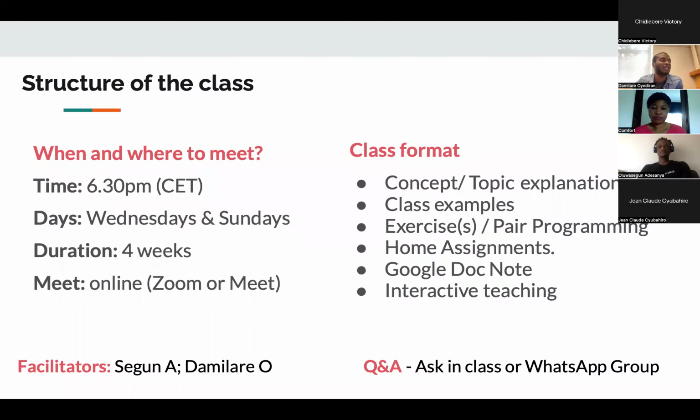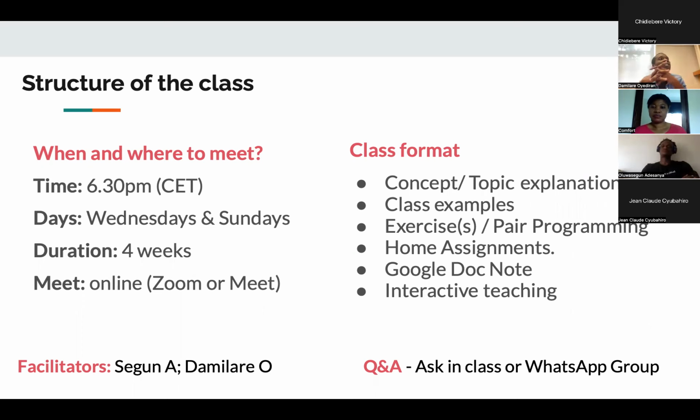So let's get started. Like I mentioned, for our classes, the time we are supposed to meet is 6:30 p.m. every Wednesday and Sunday, and it's going to be for 4 weeks. It's going to be online. Sometimes if you're having issues with Zoom, we can always use Meet. Information about this is going to be communicated.